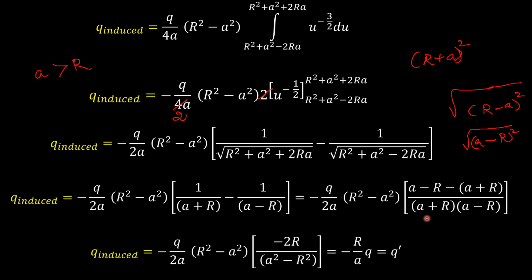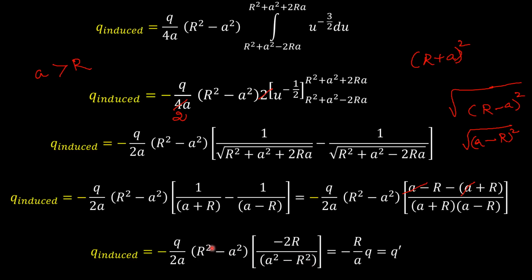This I am taking as common, a plus r into a minus r in the denominator. In the numerator you will get a minus r and minus a plus r. Here you see this a will get cancelled, and here you have minus r, minus r, so you will get minus 2r. So you will get minus 2r divided by the denominator, a plus r into a minus r, which is equal to a squared minus r squared.